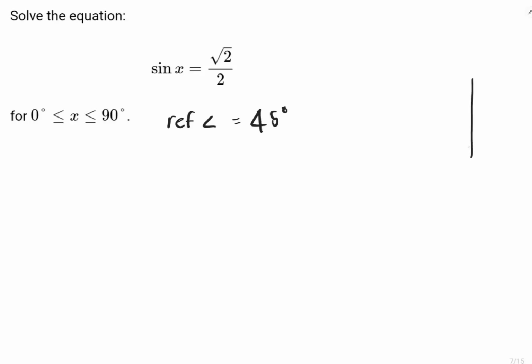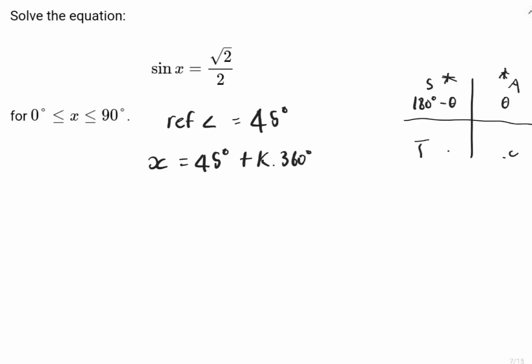Then the second step is we look at our CAST diagram. Since here we are given a positive number, we have to see in which quadrants sine is going to be positive. It's here, and it's going to be negative here and here, so we don't want to work with those. We know that the formula for the second quadrant is 180 minus the reference angle. For the first quadrant, it's just the reference angle. We already have the reference angle, so we can just say that x is equal to 45 degrees plus k times 360 degrees.